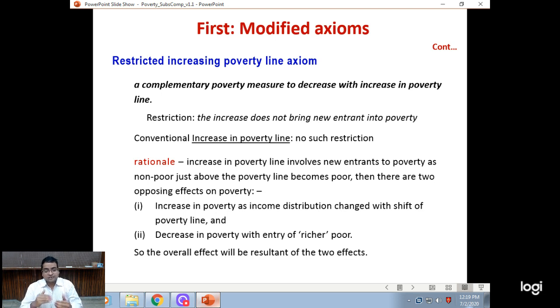Why are we putting this restriction? Because once a new person who is marginally above the poverty line comes into poverty because of this increase in poverty line, there are basically two effects on the average level of poverty of the population. One effect is that because of the increase of poverty line, the poverty value should increase, because now the poverty gaps are larger and people are at a larger depth from the poverty line. But then a relatively richer person has joined the poor, because this person, who has just fallen below the poverty line because of this increase, would be relatively richer compared to the existing poor. In that sense, that would try to decrease the value of poverty. So there are two opposing effects happening, and the net effect will determine whether the complementary poverty measure should increase or decrease. So in that sense, this axiom is a restricted increasing poverty line axiom with this particular restriction.